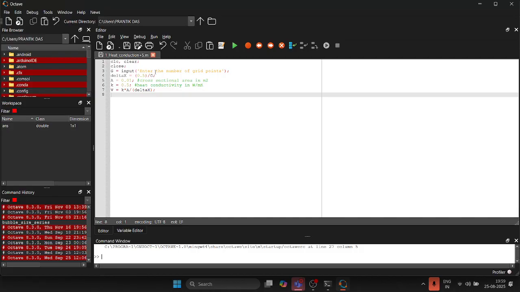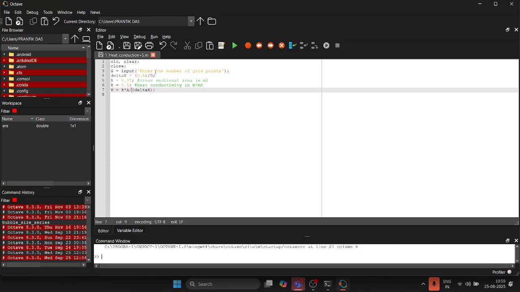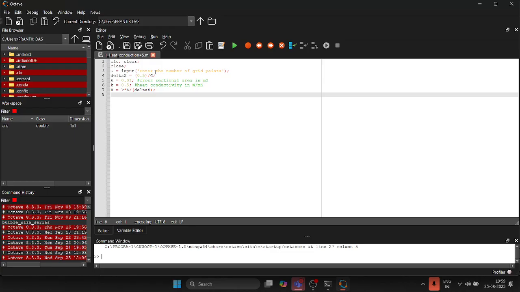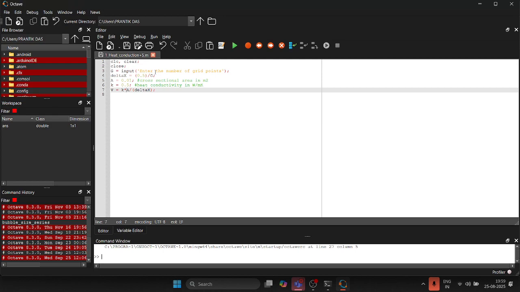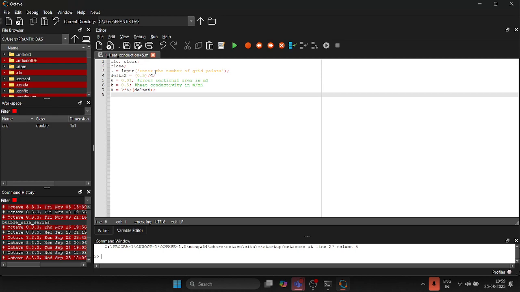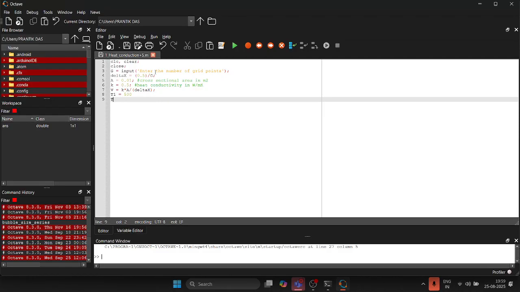Hello, am I audible? Yes, sir. What is V, sir? V is a variable I am defining, which is K by delta x. If you see the matrix itself, K by delta x appears here and there. I want to make the code more readable, that's why I'm defining it as capital V, to make it easier for me to write. Okay, sir. So T1 is 500, T2 is 100.